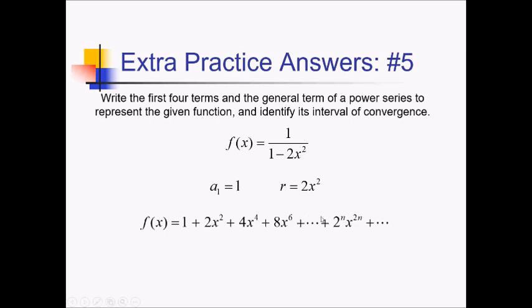And then the next n value I would plug in would be 1. That would give me 2x to the 2 times 1, or 2x squared. Plugging in 2 after that would give me 4x to the 4th, and then everything else works from there on out.